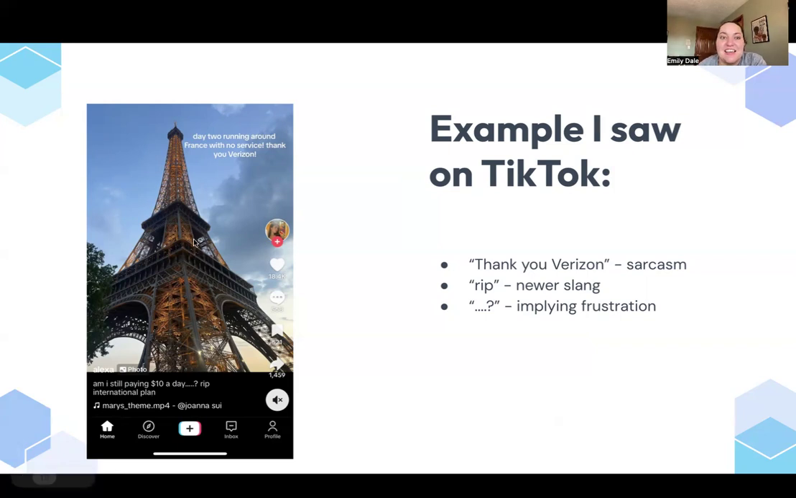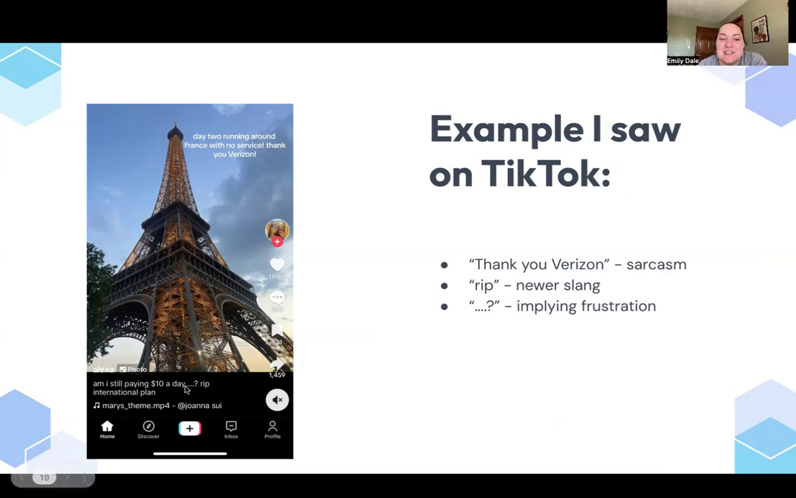So a few things here. Thank you, Verizon. That's clearly sarcastic. We know that's sarcastic. A sentiment dictionary would not know that. They would say, oh great, they're thanking us. That's positive. RIP international plan is slightly newer slang. The fact that I know it means it's probably been around a while, but I'll say new-ish slang. It's not going to be in the dictionaries that we have currently as something bad. It's going to be neutral, maybe just nothing. So unless we fix that and add it ourselves, it might not understand that this is not so great.